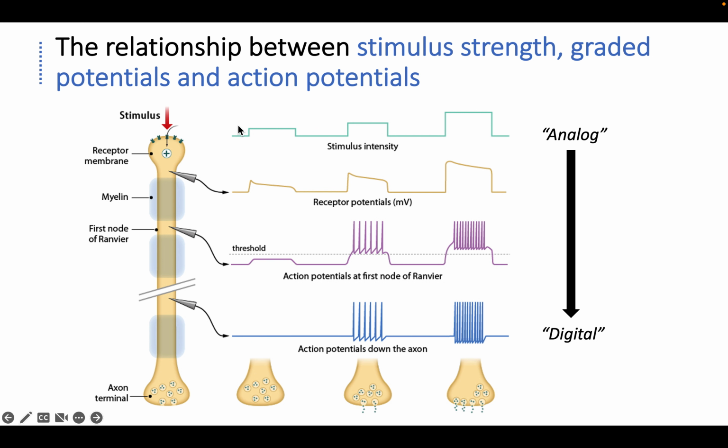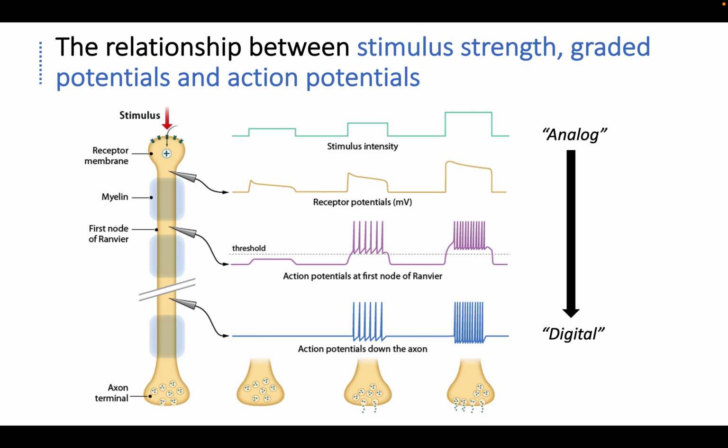So if we look here, this first example, we have a very, very small stimulus. So hardly any stimulus. We have a very small receptor potential. You notice we do not reach threshold. So if we do not reach threshold, we can't have an action potential, so there's no neurotransmitter release. So we don't perceive this signal. We don't perceive this stimulus, whatever it may be, okay?